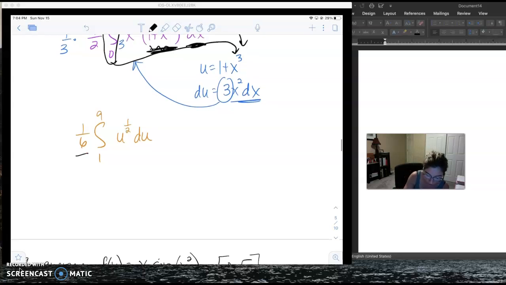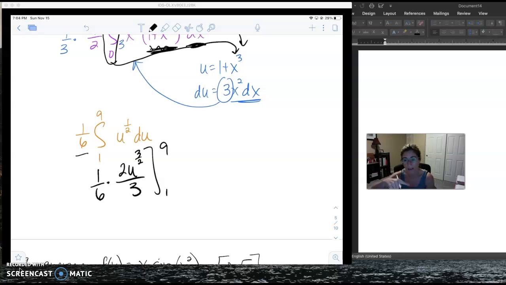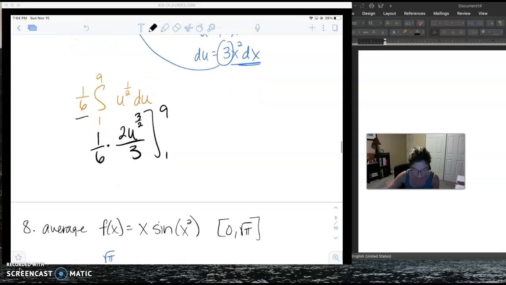You would integrate this just like normal, so adding 1 to the exponent and dividing by that new exponent. Don't forget your 1/6 out in front, and then from here you would plug in your 9 and your 1 and subtract. So instead of plugging back in the u's and the 0 and the 2, you could just change it from 0 to 2 to 1 to 9 and plug in 1 to 9 into your u. Hopefully that makes sense. So that's that one.